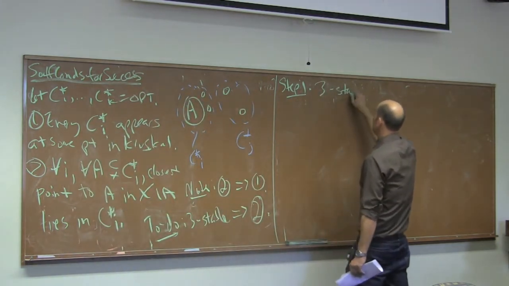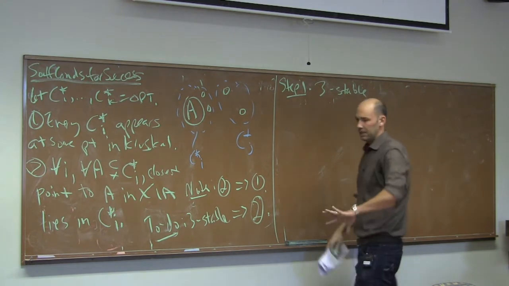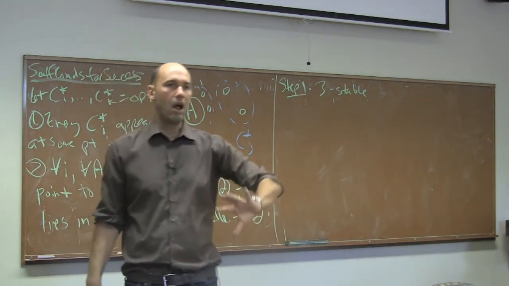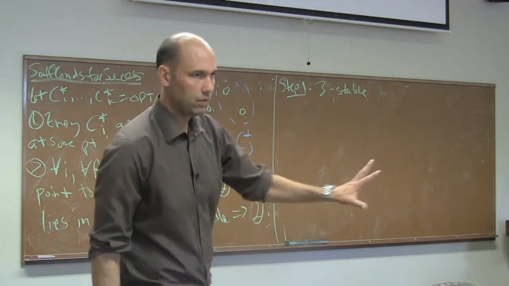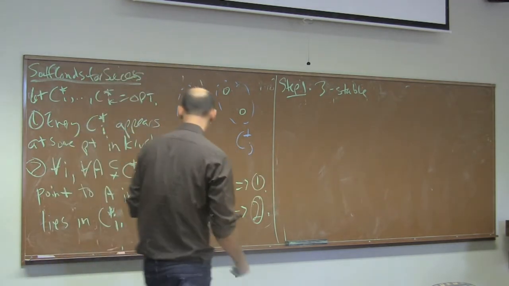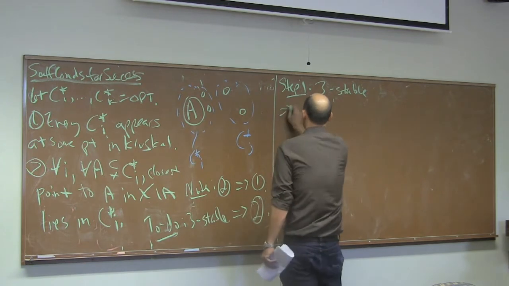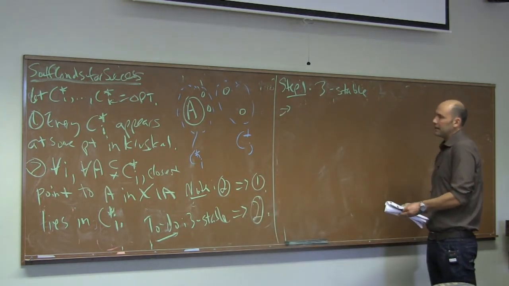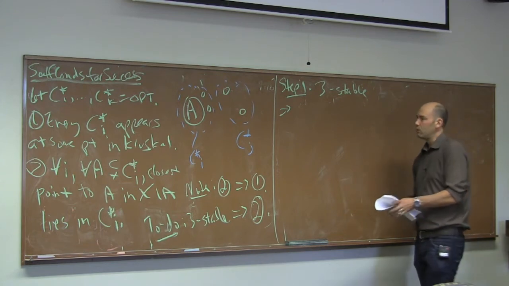So suppose you're 3-stable, and again, remember what this means. This means you're allowed to blow up distances any way you want by a factor between 1 and 3, and opt stays exactly the same. Okay, that's what 3-stable means. If an instance is 3-stable, then we get something which looks a lot like the well-separated condition we had on Wednesday.